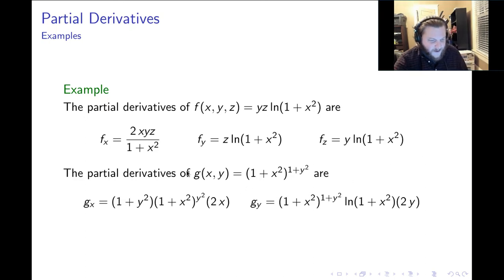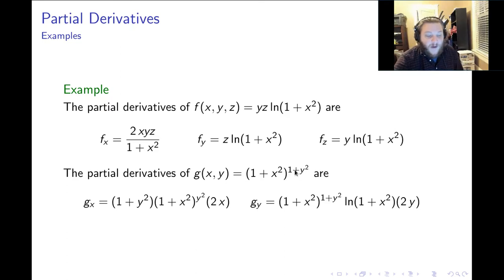And here's another example. This is a scalar field on 2 variables. This is g of xy equals quantity 1 plus x squared raised to the 1 plus y squared. So here it looks like I have variables in the base and variables in the exponent. So what happens if I take the partial derivative with respect to x? Well, x only appears in the base here, and even though there is a variable y in the exponent, I'm thinking of that as a constant. So how do I take the derivative here? I'm going to apply the chain rule, which will require me first to apply the power rule.